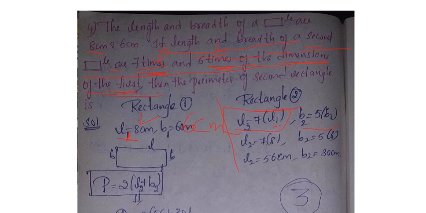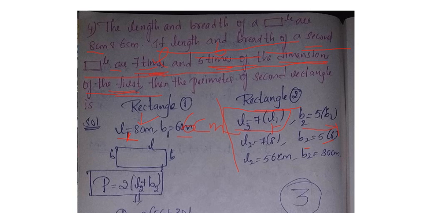So B2, that is the breadth of the second rectangle, equal to 5 into B1. So B2 equal to 5 into B1, and B1 is what, friends? 6. I substituted 5 into the B1 value here and the L1 value here. Now what are we getting?